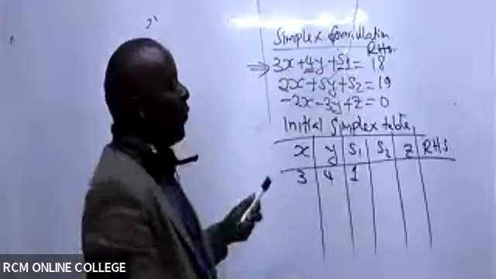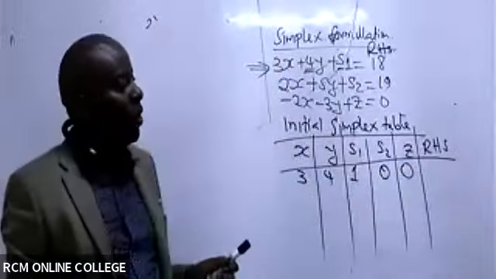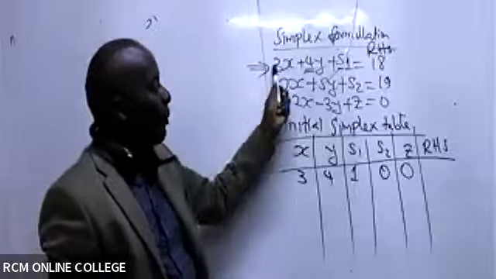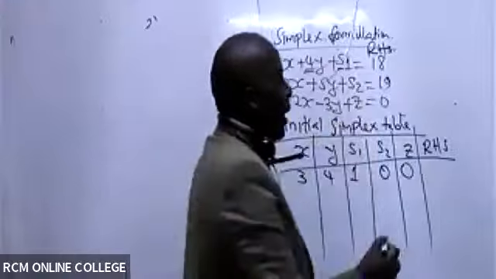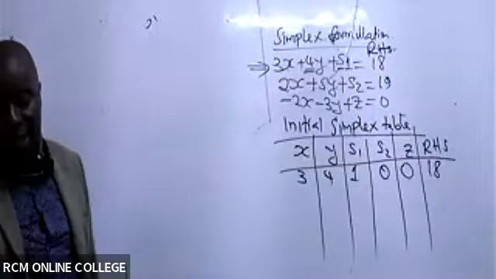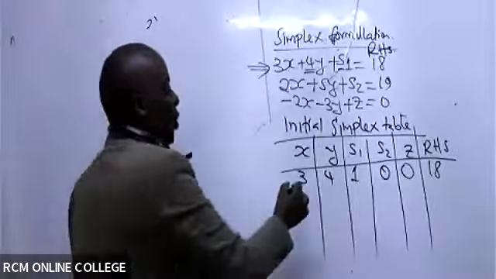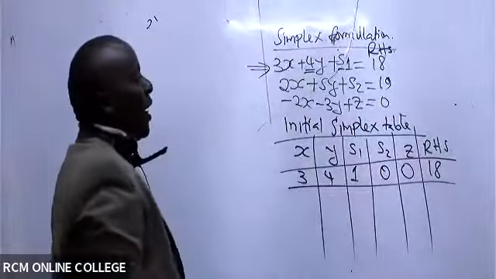There is no z at all. So their coefficients in this case here are zeros. And then now we have, for equation number 1, the right-hand side number is 18. The right-hand side number is 18. So you go and do equation number 2. So equation number 2, what do we have over here?